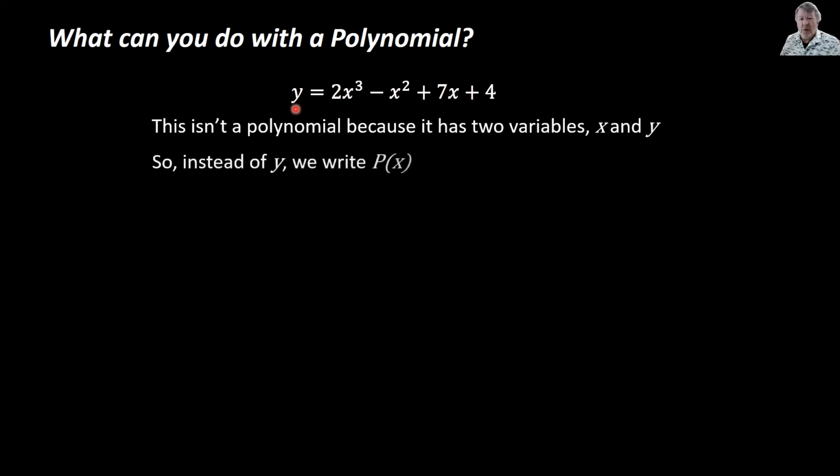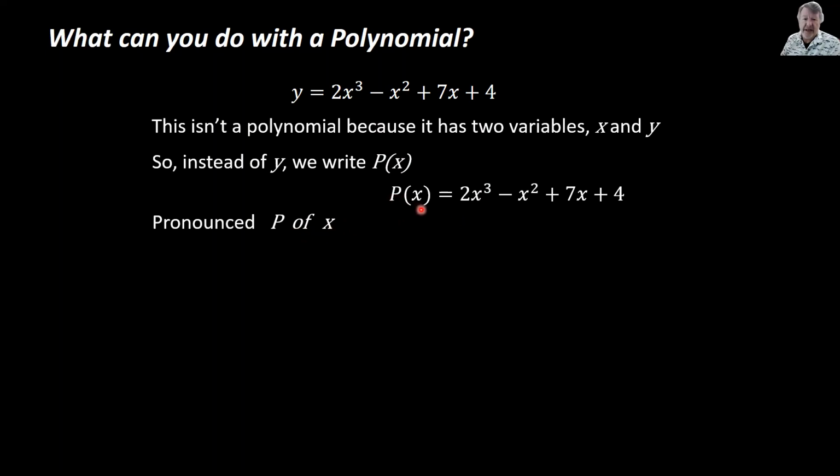So instead of writing y, we use this notation. So what we're going to, whoa, hang on, there it is, it's changed. Change it to p of x. That's how it's pronounced, p of x. So p of x, a polynomial of x, is this. Same equation, just instead of y, write p of x.